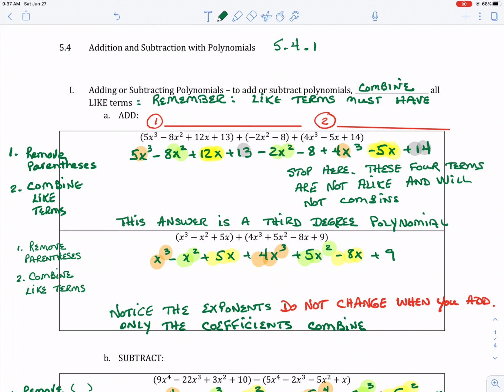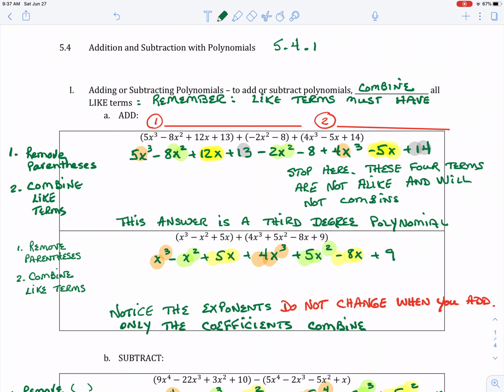Now, let me preface this with, we just spent a lot of time in the previous sections learning how to multiply. We used all those power rules, those multiplying like bases rules, dividing like bases rules, where we were adding and subtracting and multiplying exponents. In this section, we are no longer multiplying like bases or dividing like bases. We're going to be adding and subtracting.